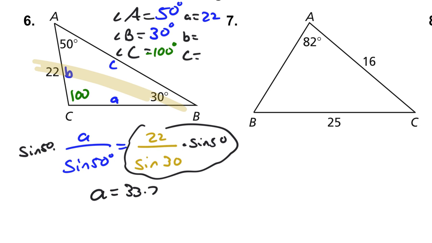I wrote my numbers wrong earlier up here at the top. I realized I put 22 in for A. That was for B. So B is going to be 22. Now my A is 33.7.